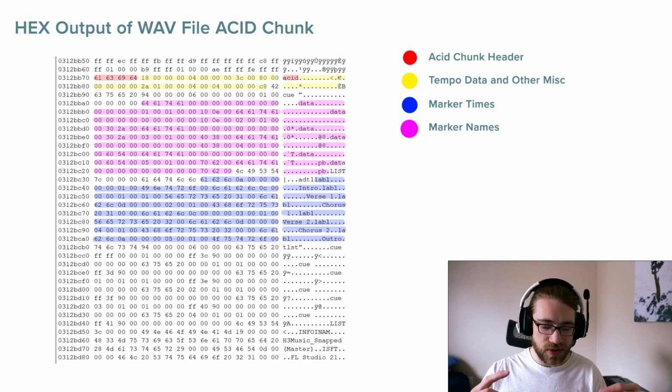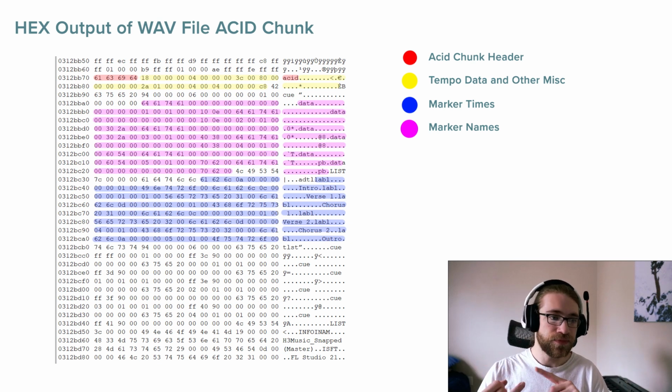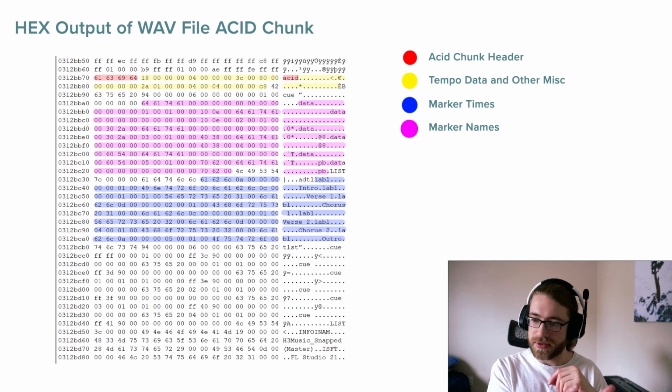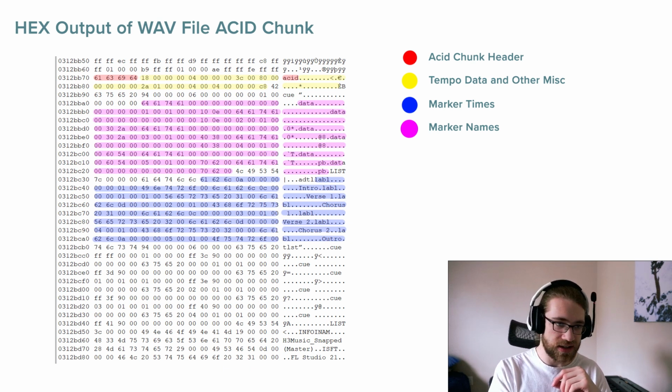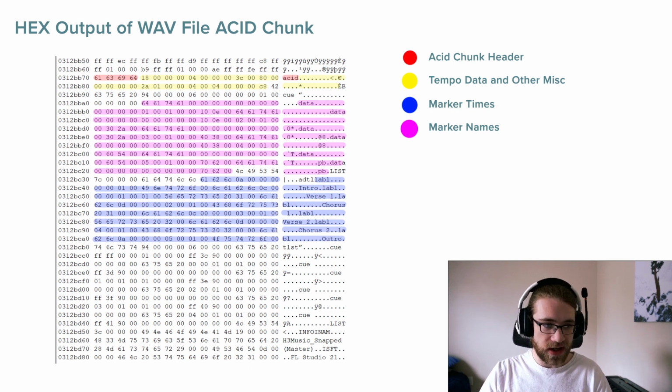The acidization process adds additional information to the WAV file, additional metadata. For our case, the stuff we care about the most are the tempo or the BPM, and the markers and the names of those markers. Those are portions in the song that are set up to be either choruses or verses and stuff like that. Those are the two bits of metadata we want to grab from the WAV file, and that's what this next portion does.